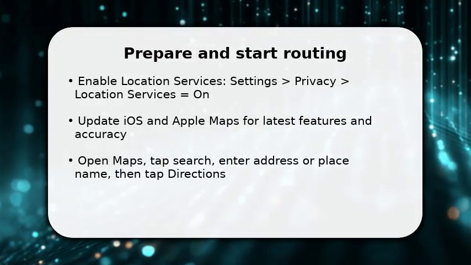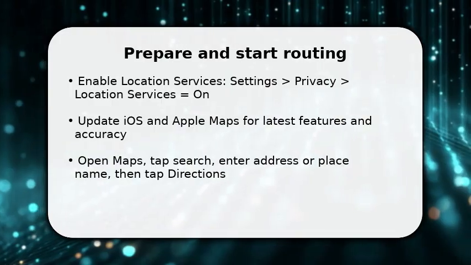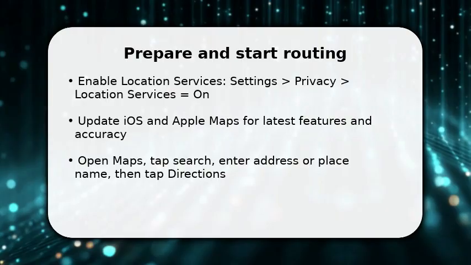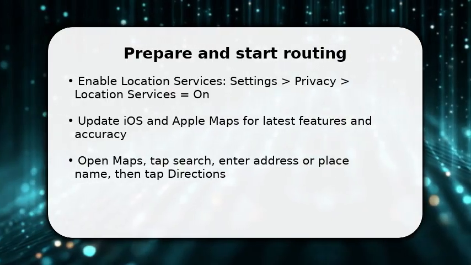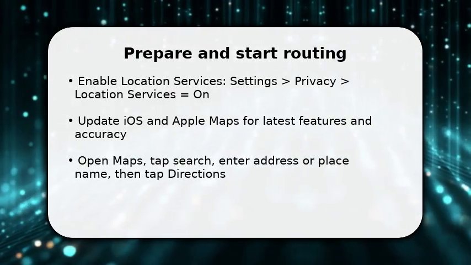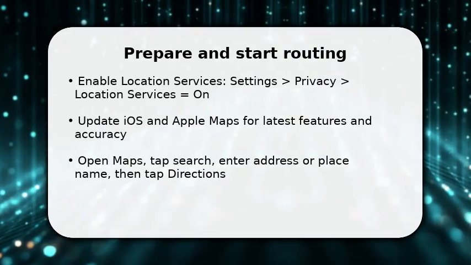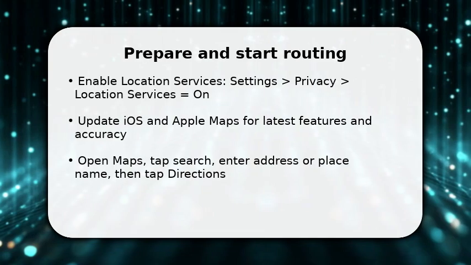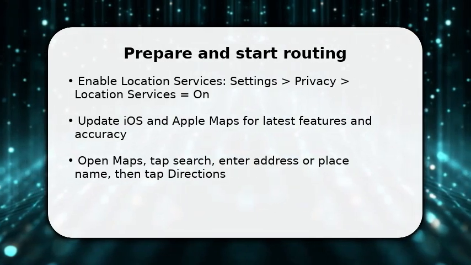Tap Directions, choose Driving, Walking, or Transit, and glance at the route preview to pick alternatives. Make sure to select your preferred route immediately. This sets the map view and ETA. Doing these steps first gets you moving without wasted navigation fiddling.